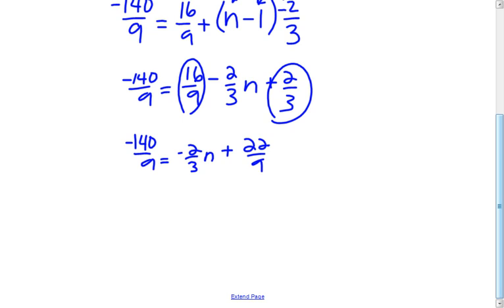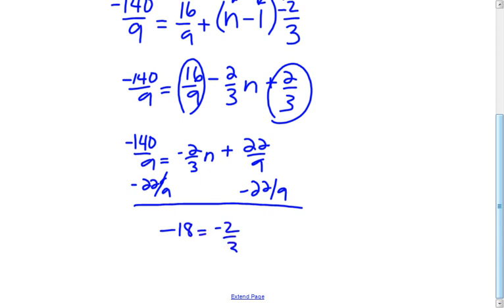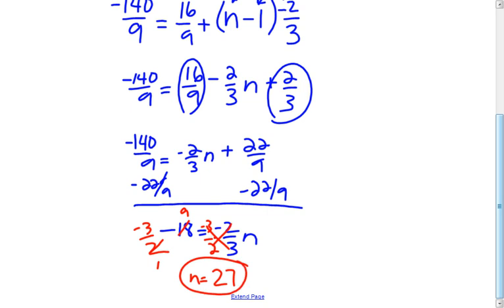I will subtract 22/9 from both sides. And when I subtract 22/9, I get negative 18 equals negative 2/3 n. And then to solve for n, I will multiply by negative 3/2, and I will get 27. So what that means is that negative 140 over 9 is the 27th number on the list. That's what that means.